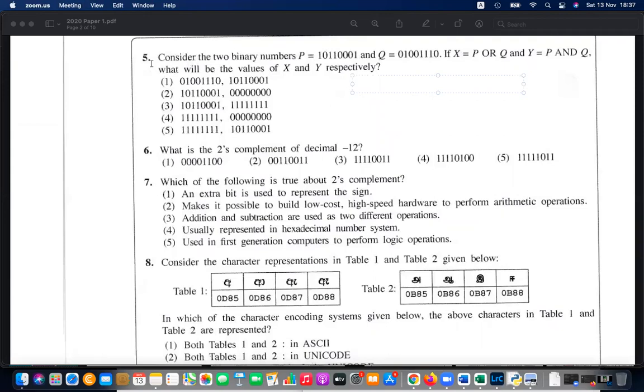Okay, what are the values given? So let's rewrite them. P is 10110001 and Q is 01001110. You have to OR these. X is the OR result. After OR, 11111111 is the OR result. What about the AND result?